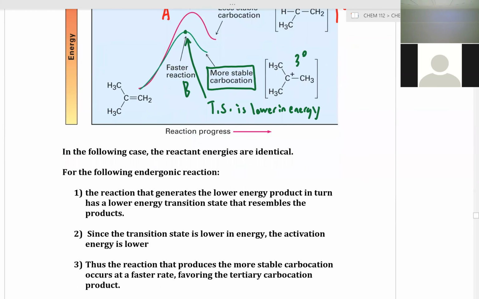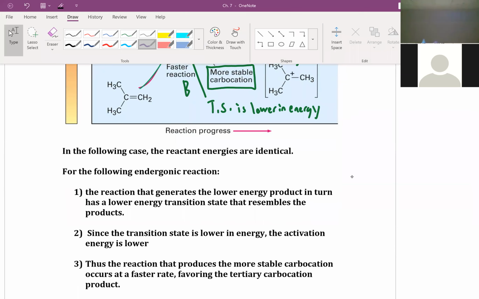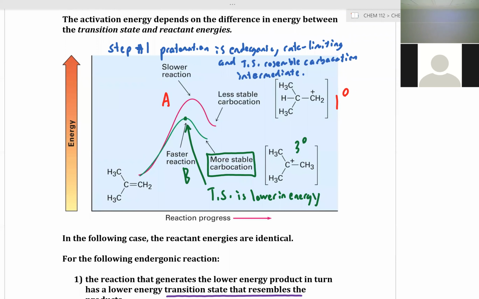So in summary, for the following endergonic reaction, we established our transition state resembles the products. If the transition state is lower in energy, the activation energy is lower, and in turn, the reaction's faster. Rate limiting simply means this first step is the slowest step in our chemical reaction, and as a result, the rate limiting step controls the rate of reaction.